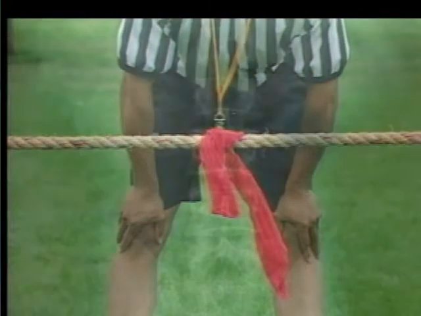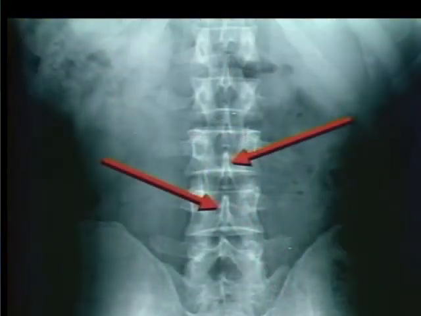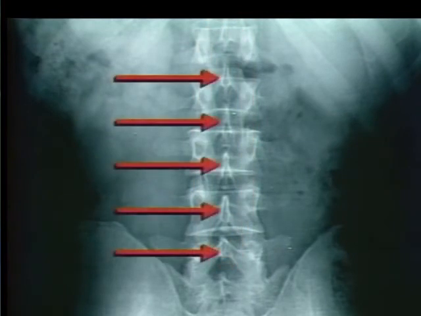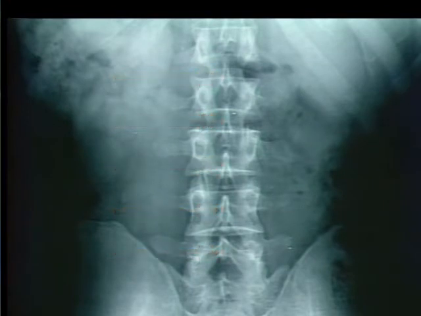X-ray views of the spine reveal the small projections on the back of every spinal bone to which powerful muscles attach. These spinous processes make those bumps you can feel up and down your spine. The spinous process of each bone should be centered and in alignment with the one above and below it.